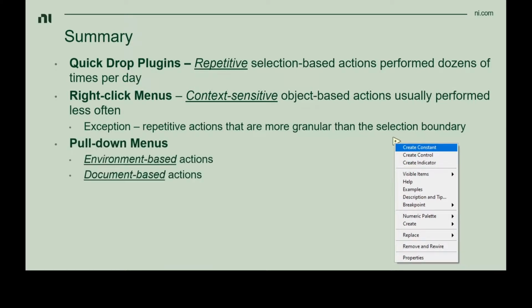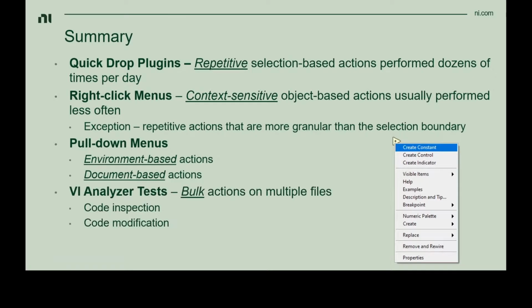Then you've got pull-down menus. These are great for environment-based actions or actions on the particular document that you're looking at right now. And then there's VI Analyzer, which is performing bulk actions on multiple files, like all the files in your project, whether that's for code inspection or code modification.